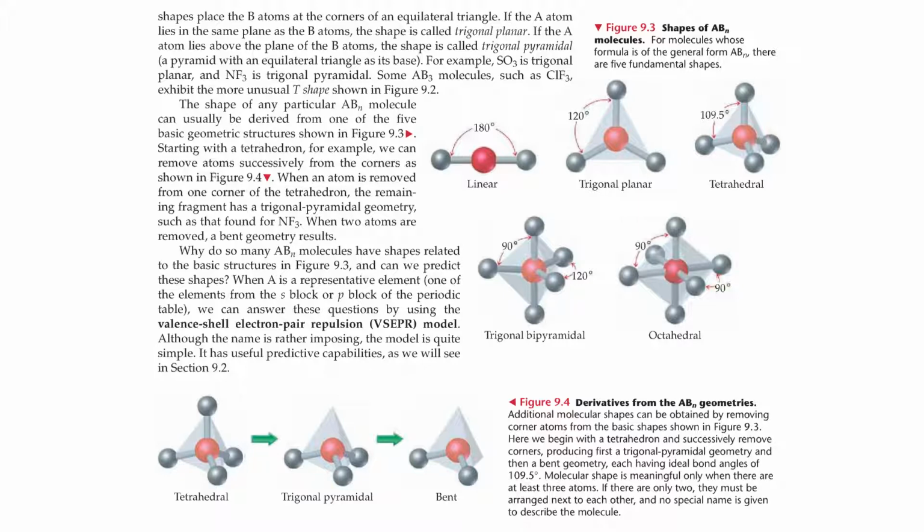Figure 9.4, Derivatives from the ABn geometries. Additional molecular shapes can be obtained by removing corner atoms from the basic shapes shown in Figure 9.3. Here we begin with a tetrahedron and successively remove corners, producing first a trigonal pyramidal geometry and then a bent geometry, each having ideal bond angles of 109.5 degrees. Molecular shape is meaningful only when there are at least 3 atoms. If there are only 2, they must be arranged next to each other, and no special name is given to describe the molecule.